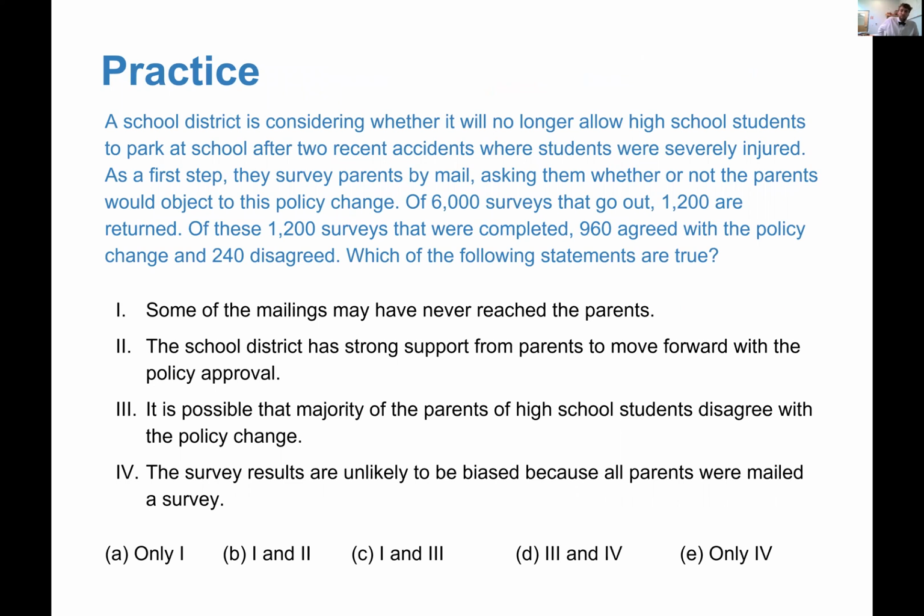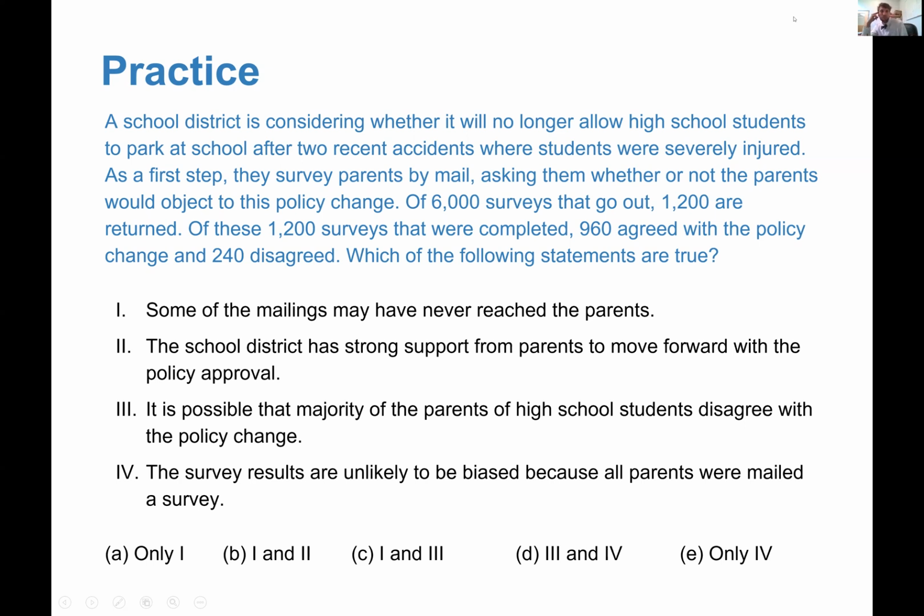Okay, let's do a little practice thing here. I'm going to make myself smaller so that you guys can see better. I'll be up here.